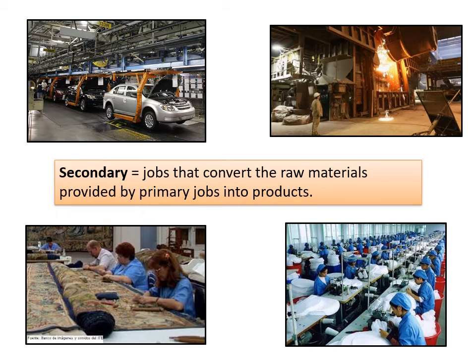Okay, so secondary jobs convert the raw materials provided by those primary jobs into products. Essentially, mostly factory work. So top left, you have a car factory of some kind. Top right, a steel works. Bottom left, some form of textiles, in this case I think a rug manufacturing factory. In the bottom right, you've got some kind of sewing going on, I believe. Some kind of clothes factory or something similar to that.